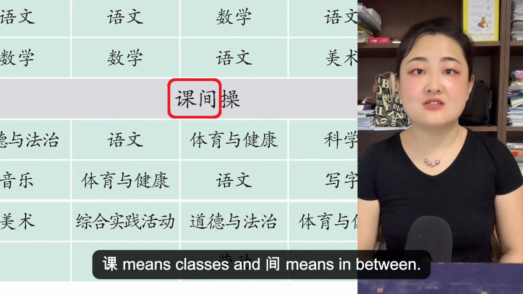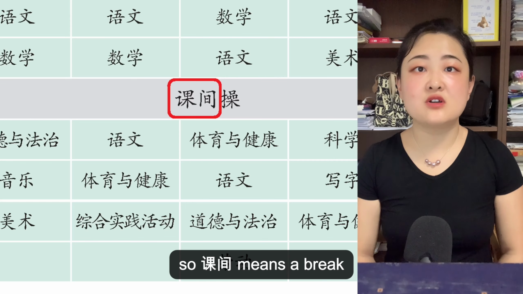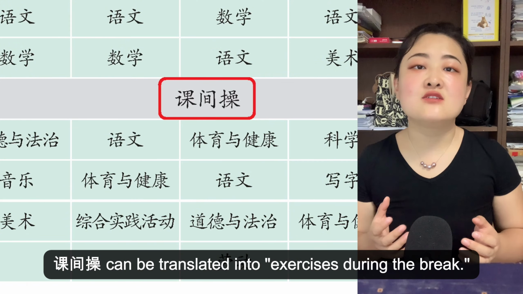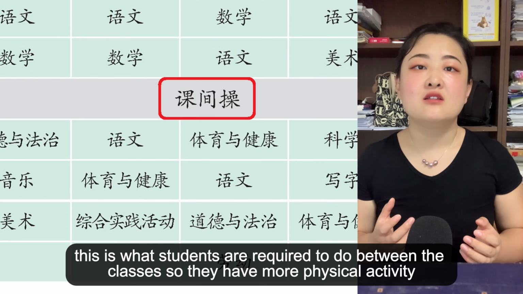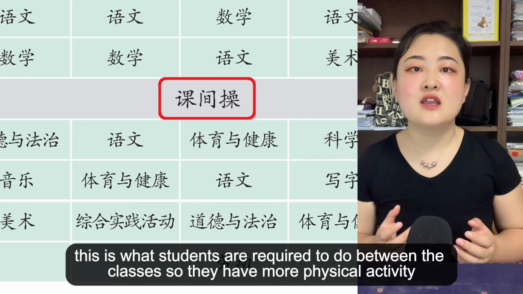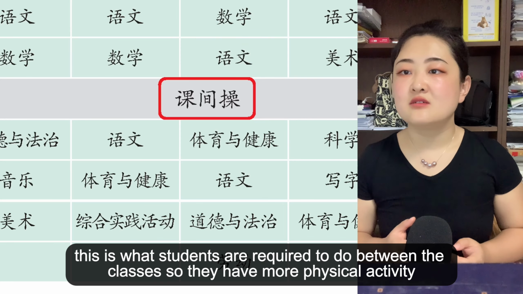课 means classes and 间 means in between. So 课间 means a break. 课间操 can be translated into exercises during the break. This is what students are required to do between the classes, so they have more physical activity.